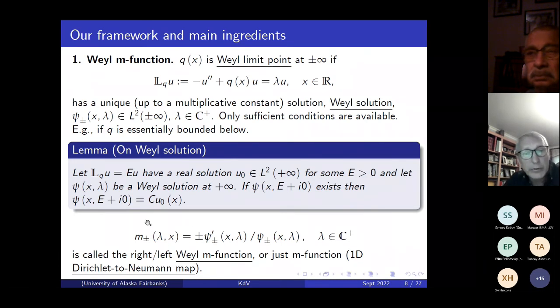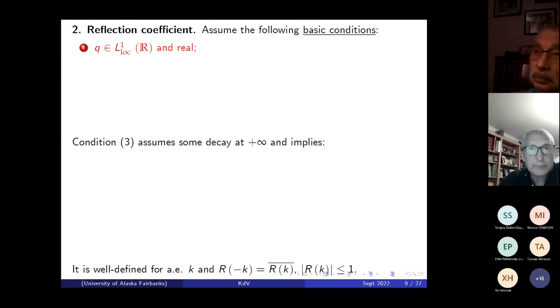And one more ingredient, a well-known ingredient, is the Weyl M function, which is defined as the log derivative. Typically, it's considered at a fixed point x taken to be zero. So this function is called the Weyl M function, and it's very important in the spectral theory of order two differential equations, and its three-dimensional analog would be the Dirichlet to Neumann map. And the next one is the reflection coefficient.